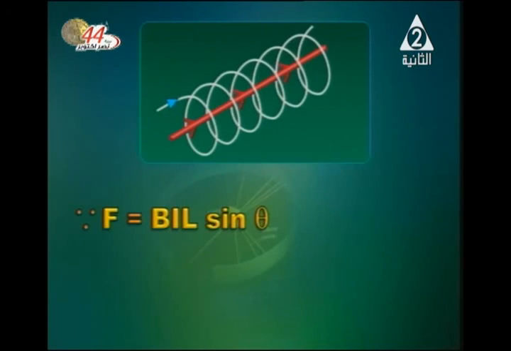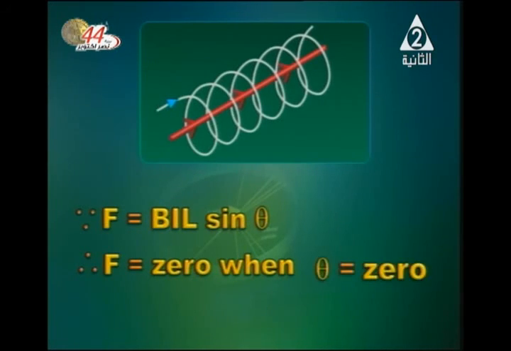The force is determined from the expression F equals BIL sine theta. The force is equal to 0 when theta, the angle between flux lines and the wire, is 0.